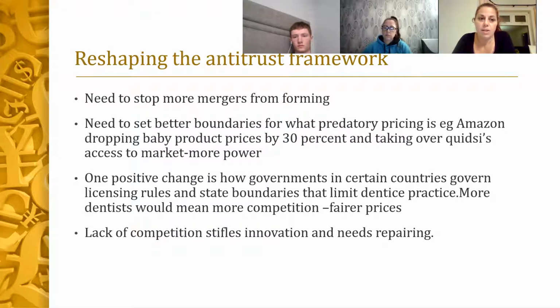Reshaping the antitrust framework. There needs to be a measurement that will stop mergers from forming and set better boundaries for predatory pricing. An example of this is Amazon dropping baby product prices by 30% and taking over Quidsi's access to market, gaining more power. One positive change is how governments in certain countries govern licensing rules and state boundaries that limit dentist practice. More dentists would mean more competition, and that would set fairer prices. The lack of competition stifles innovation and needs to be repaired.